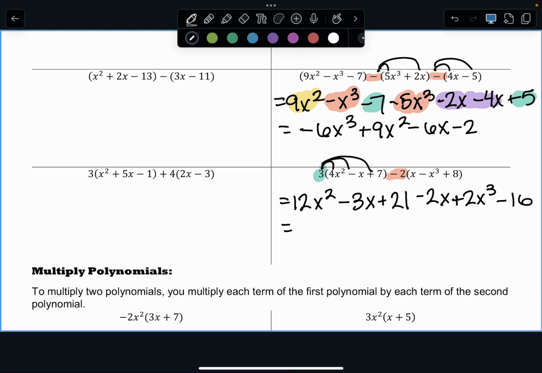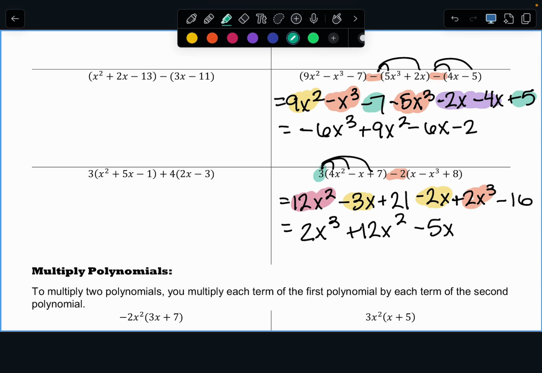And then we combine. Let's look at my x cubes. Does the 2x cube have a buddy? Nope. So we write him down. He stays the same. What about my 12x squared? Nope. He's by himself. So plus 12x squared. What about my x's? Negative 3x minus 2x, negative 5x. And then my constant terms, 21 minus 16, positive 5.